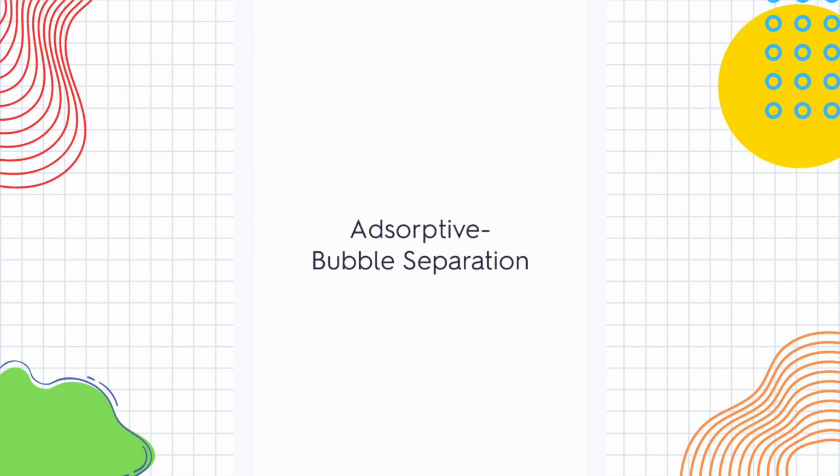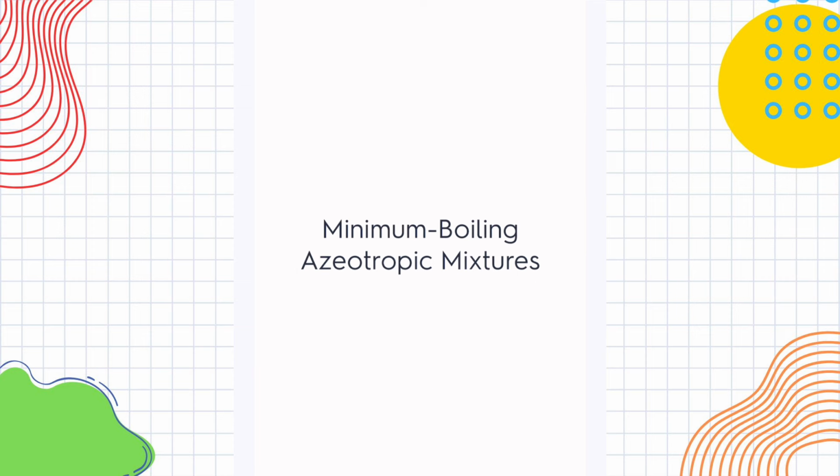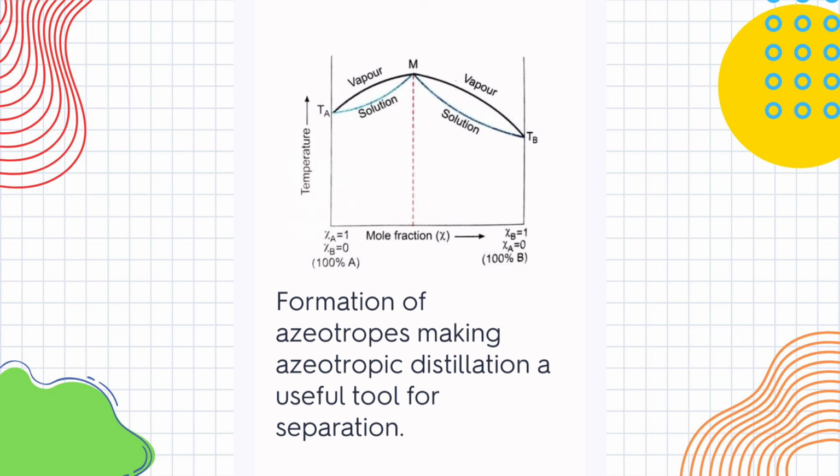Adsorptive bubble separation. Surface active material collects at interfaces to establish concentration gradient for solute removal. Minimum boiling azeotropic mixtures. Formation of azeotropes making azeotropic distillation a useful tool for separation.